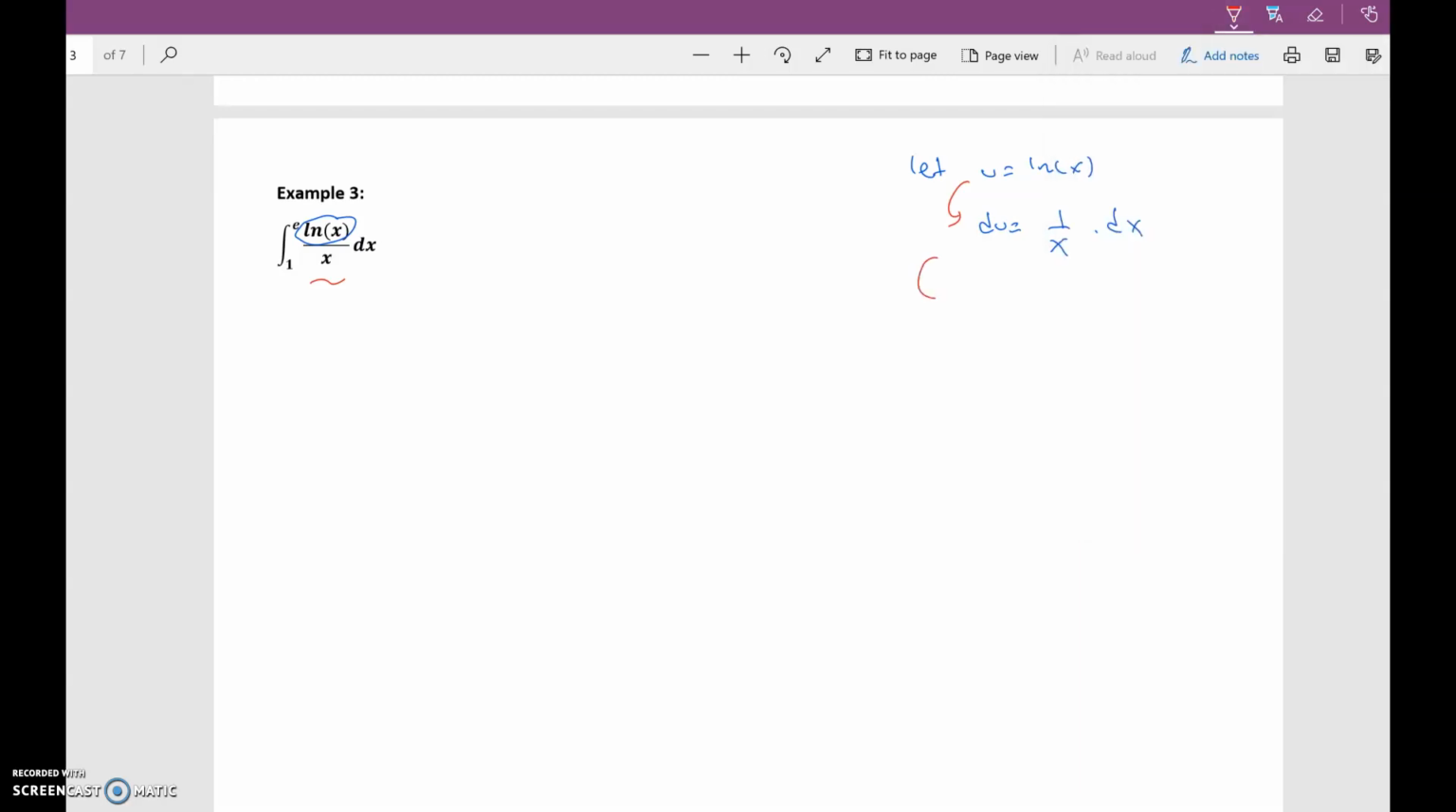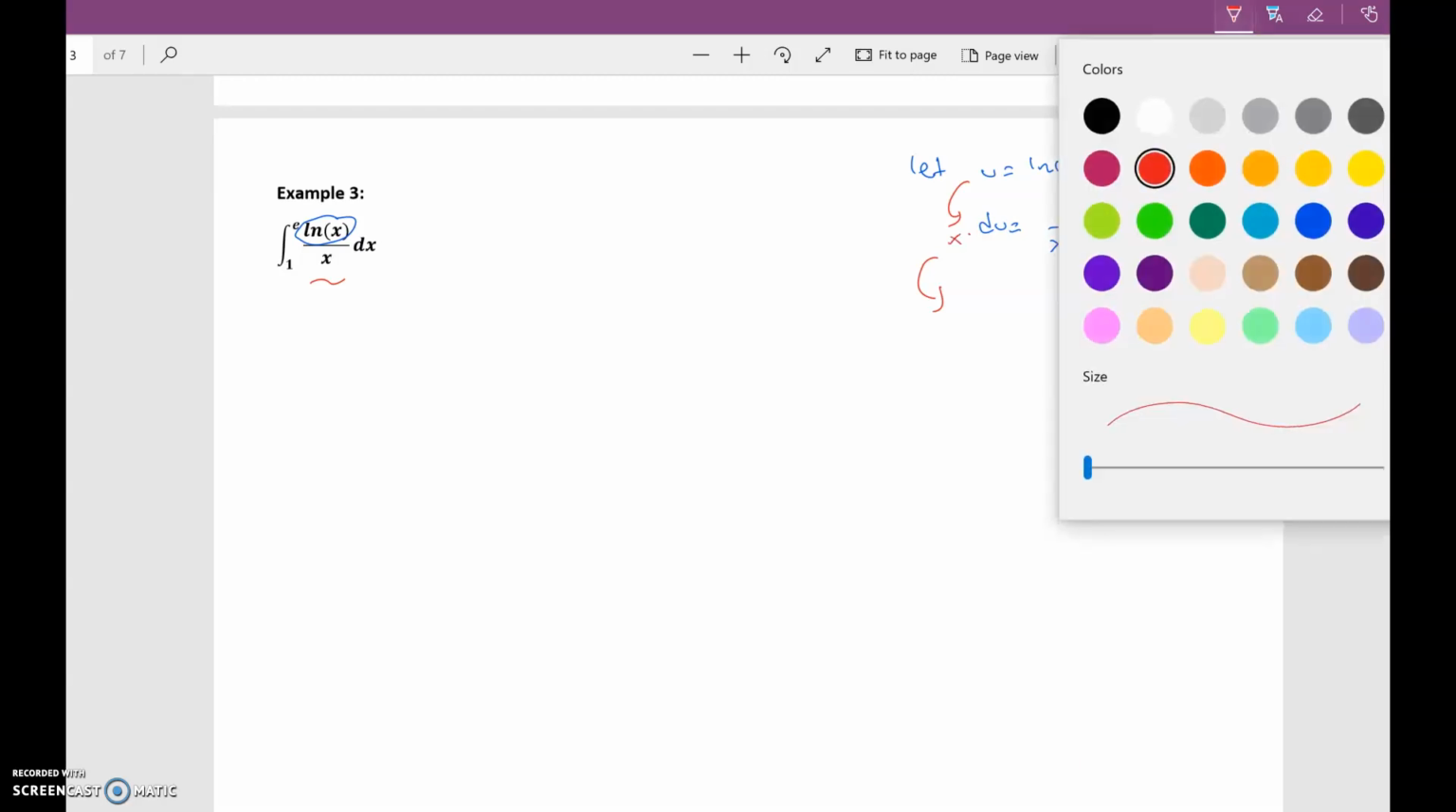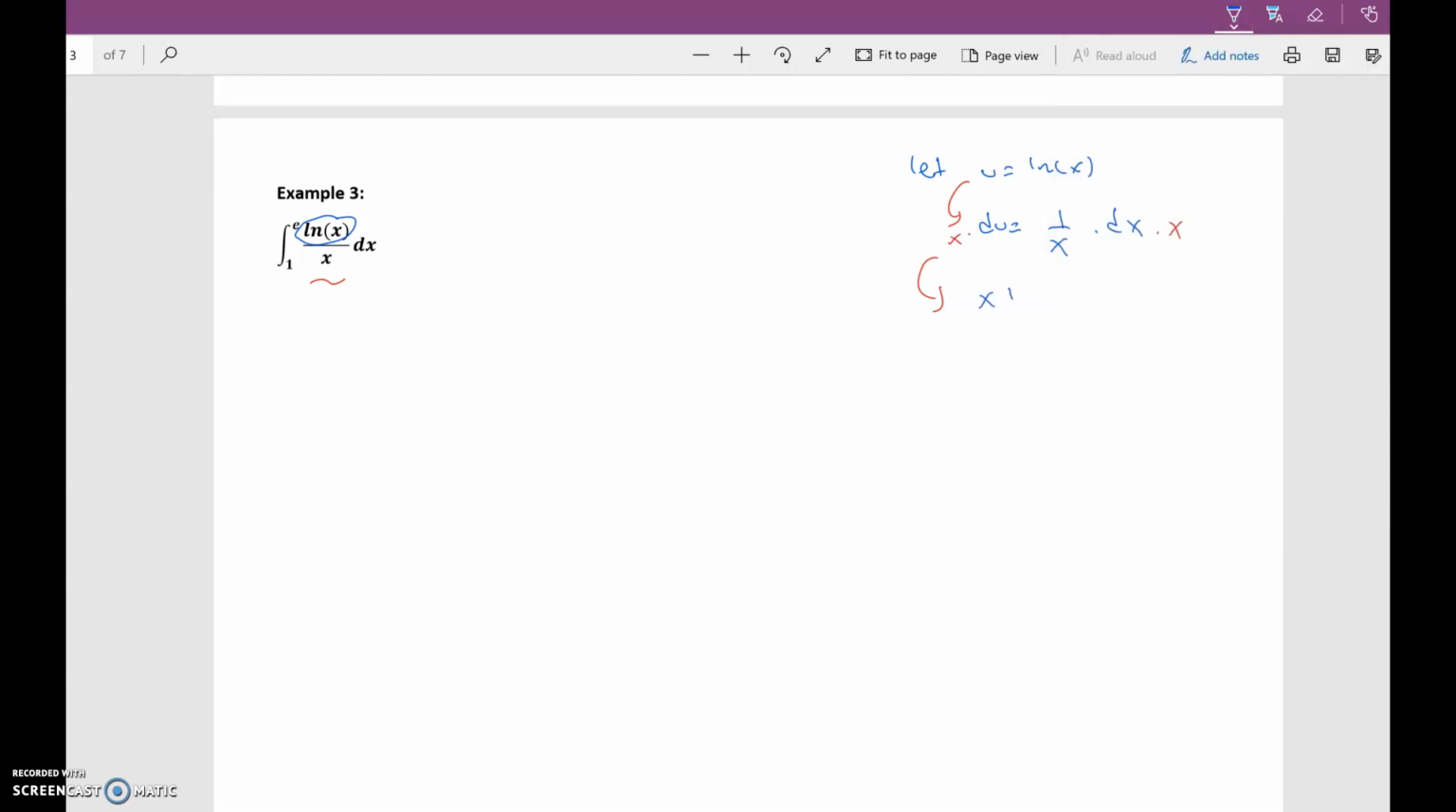And then let me rewrite it so we can replace the actual dx by itself. So multiply by x, and you're going to end up with x du is equal to dx.